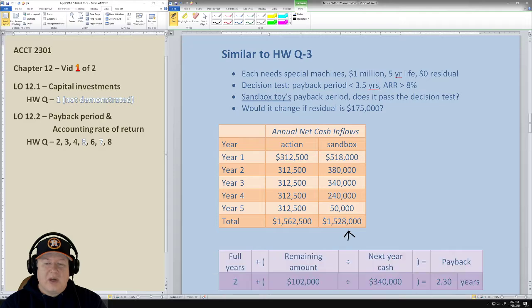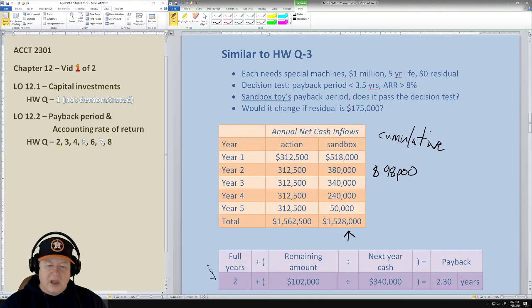And essentially that's what we're doing here. What we're going to do is count down, or add down, until we get to it. So if I said, okay, year 1 I had 518. So this is the individual amounts, but if I looked at a cumulative amount, I would say this next year is 898, right? That would be the total cumulative amount. So what it's saying here is after 2 full years, we've gotten 898. And if I subtract that from a million, the remaining amount is 102.